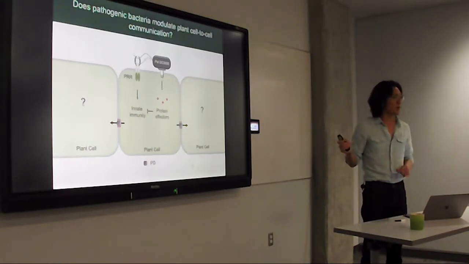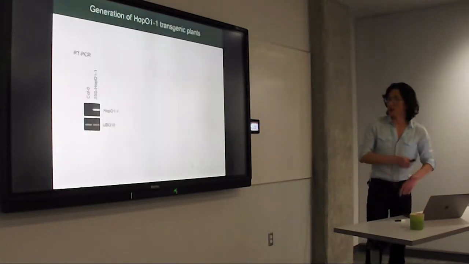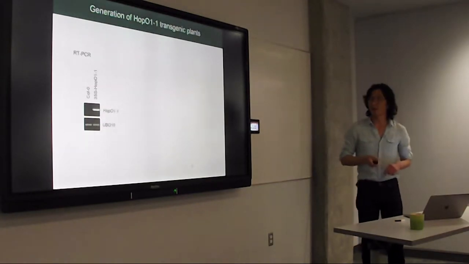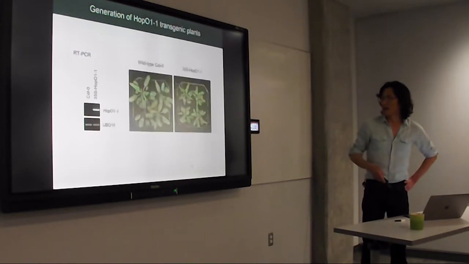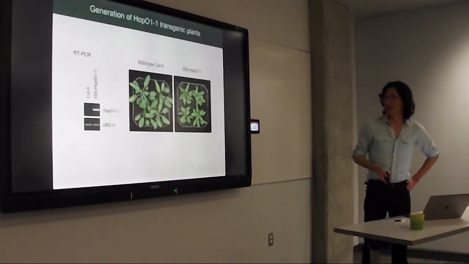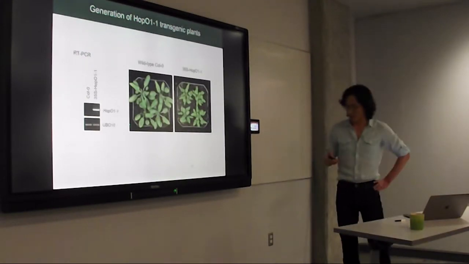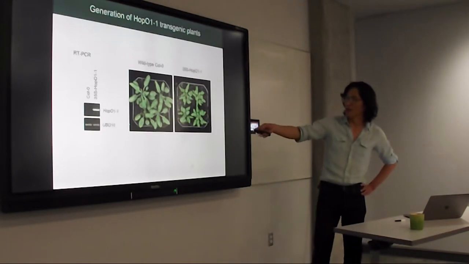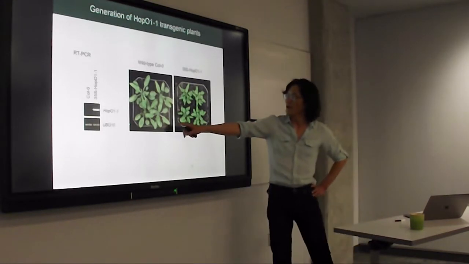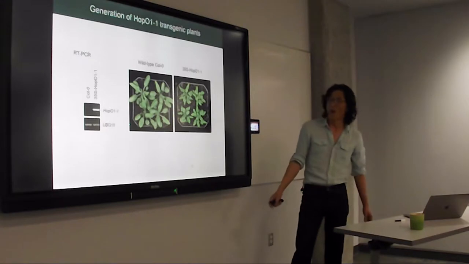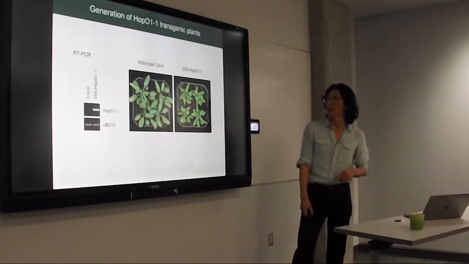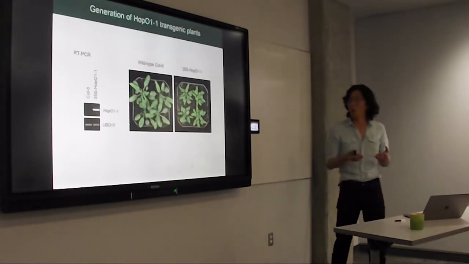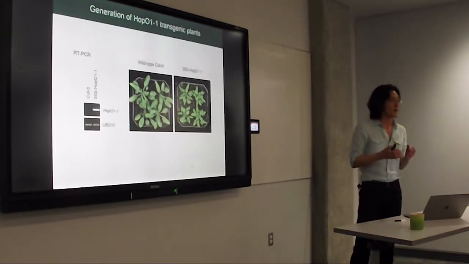To do that, I made another transgenic plant overexpressing only HAP01-1 without any tag, and made a stable line in Arabidopsis background. Here, wild-type Columbia shows the regular plant phenotype, and compared to that, overexpression of HAP01-1 shows a bit smaller plant compared to the wild-type, suggesting overexpression of a bacterial protein does have some effect on plant growth and development.